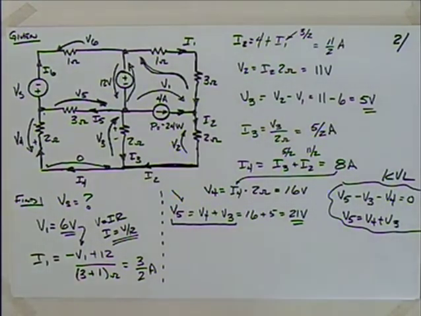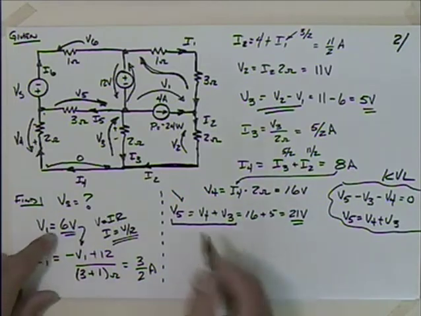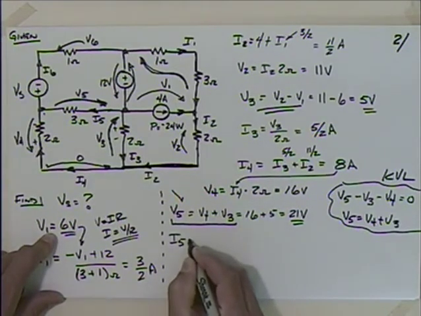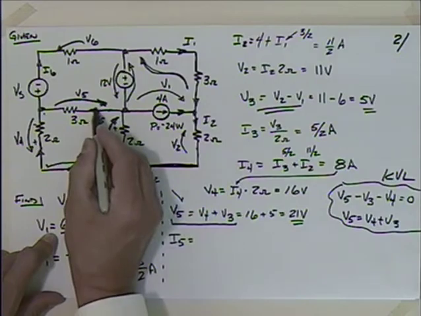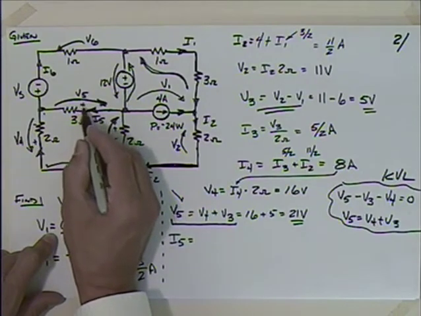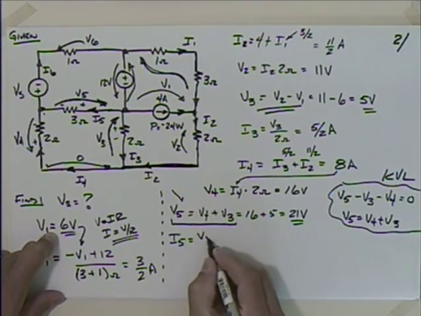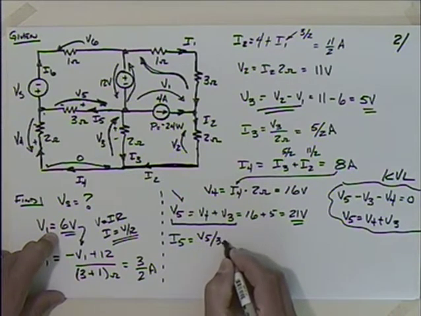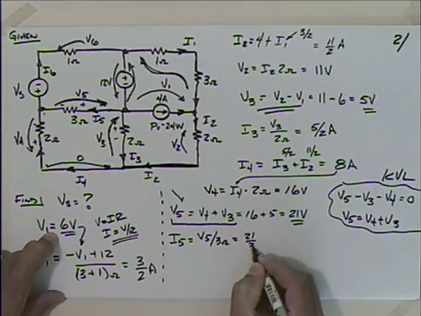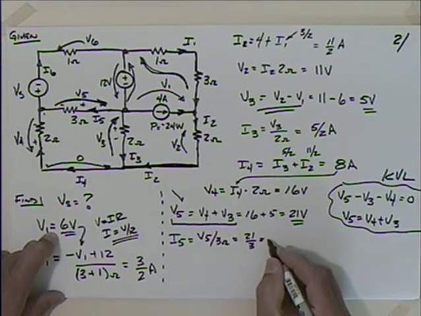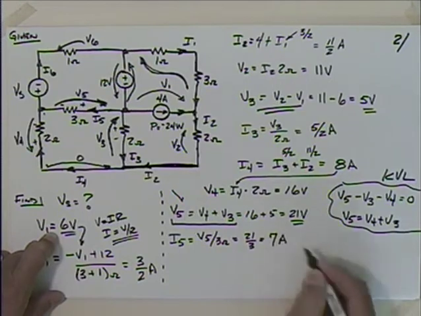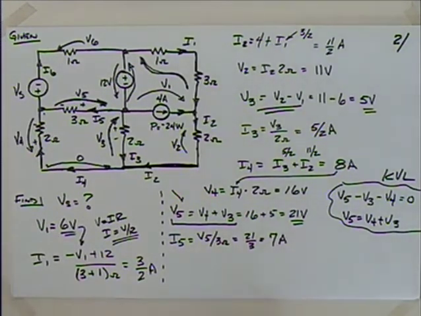That's all I'm talking about when I do this or when I do that. So go back and spend a little time with that. Let's see, I could do I5 then. What's I5? The voltage is like that, so it's going to go from positive to negative, so it should be positive. I could say that I have V5 divided by 3 ohms, which is 21 over 3, or 7 amps.